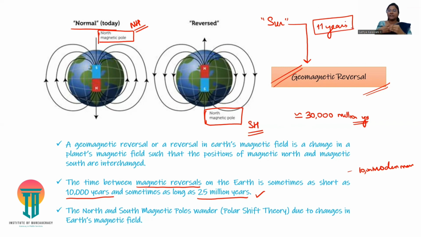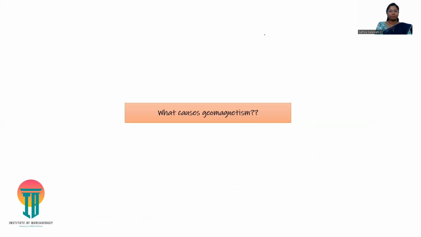Every 11 years, because the sun is a hot volatile ball of gas, so the changes are so dynamic, so rapid. So every 11 years the geomagnetic reversal happens in the sun, which is comparatively very fast. Whereas in the case of Earth, it could be as slow as 10,000 years, and it could be as slow as 25 million years. Okay, that is all your basics. Now comes the conceptual area.